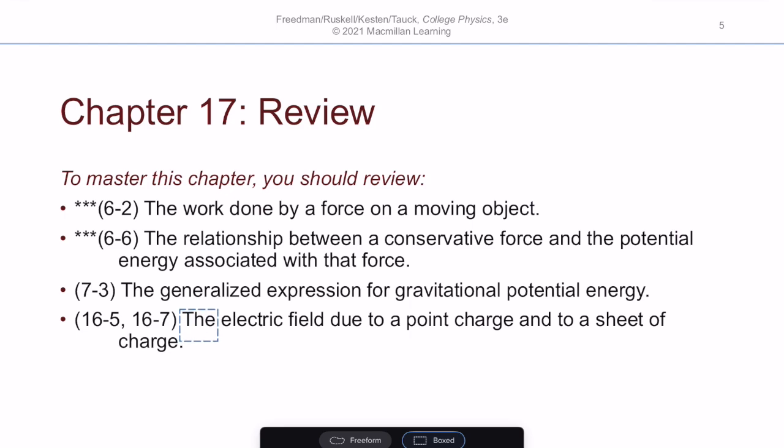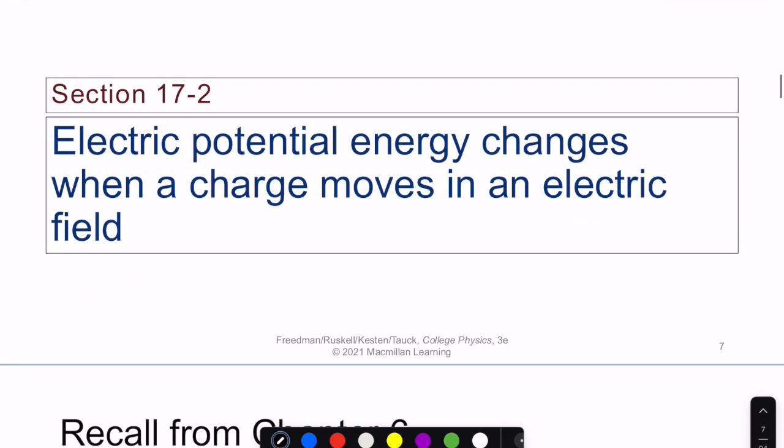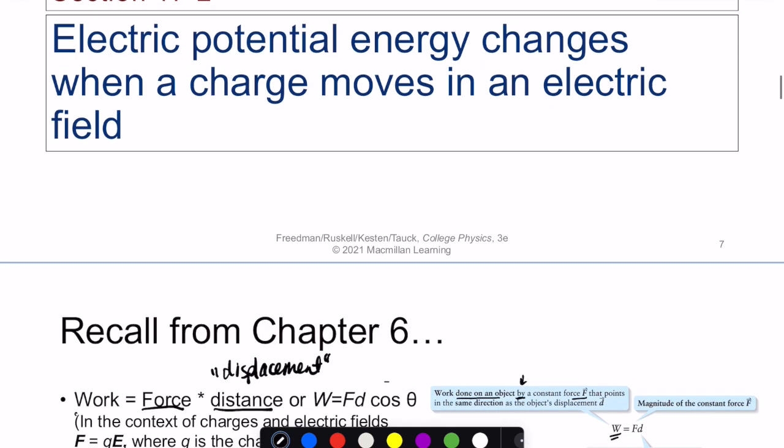And then finally, we need to recall what the electric field due to a point charge is. All right, don't worry about sheet of charge. We're not going to examine that situation. We're going to stick with point charges. So, what is electric potential energy? Well, we have an idea of what potential energy is. Electric potential energy changes when a charge moves in an electric field.